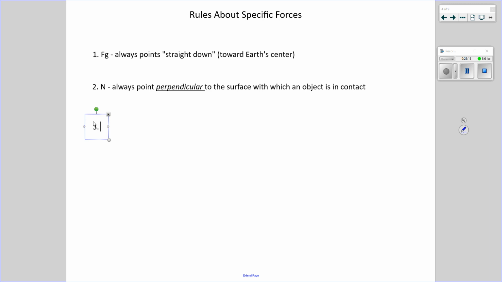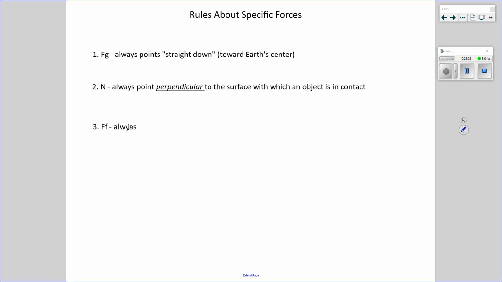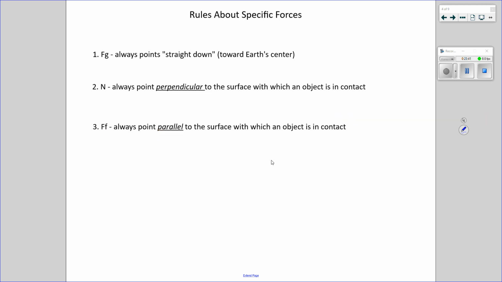Three, friction, or F_F. Friction always points parallel, like along the surface.